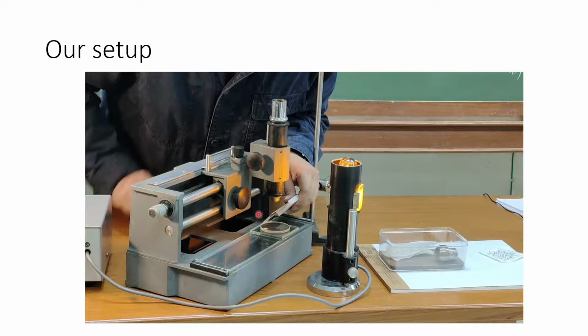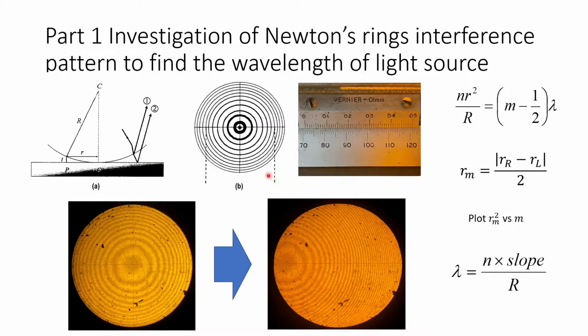So the actual setup would look like this. The light comes in, then you create the patterns here, and then you can observe the pattern. Using the fine motor here, you can measure exactly where the light landed. So part 1, you're going to investigate the Newton's rings interference pattern to find the wavelength of the light source. Here you need to use the vernier scale to measure the distance using the crosshair.